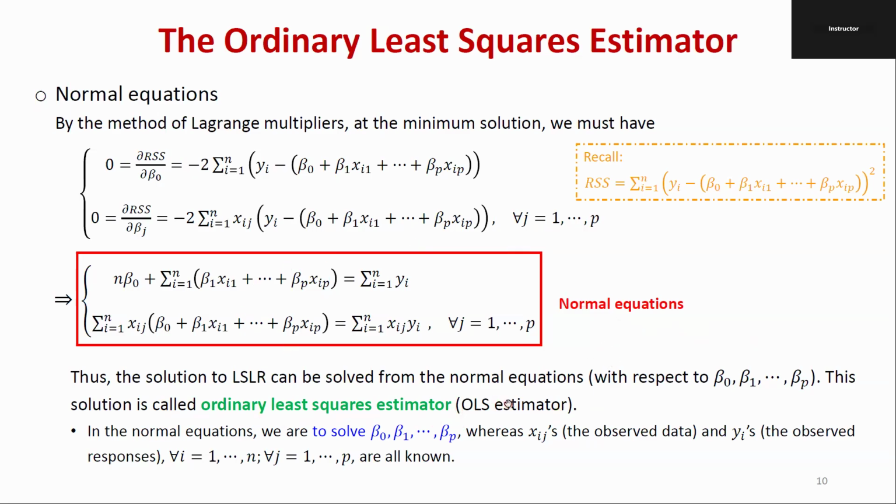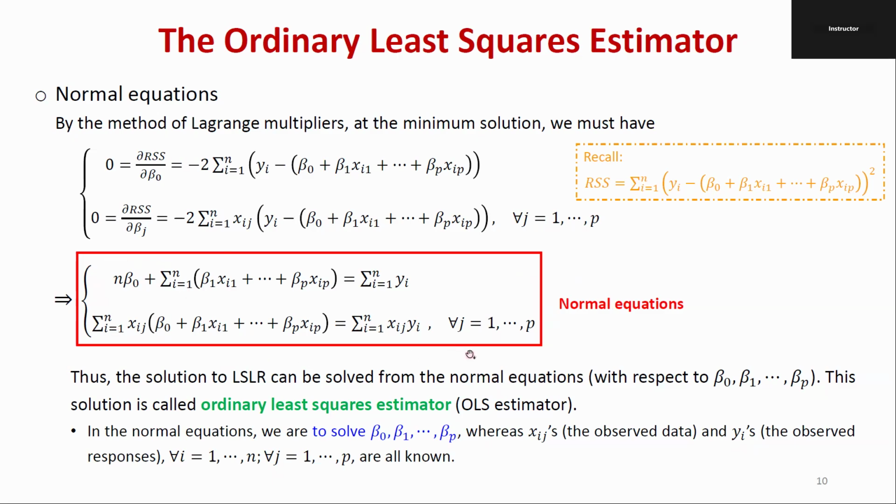That's the thing. And again, I know I've mentioned many times, be very, very careful here. You are to solve beta 0, beta 1, till beta p, okay? Where xij's and yi's are all known. They are the observed data and the observed responses. Don't get it wrong, okay? You are to solve for the betas, not to solve for x's or y's, okay? So first of all, this is how you can do it.